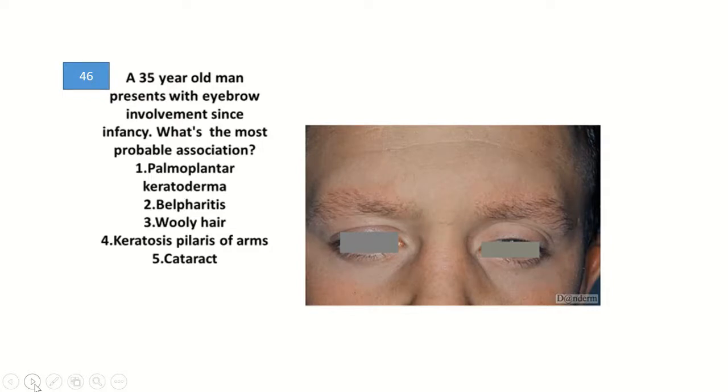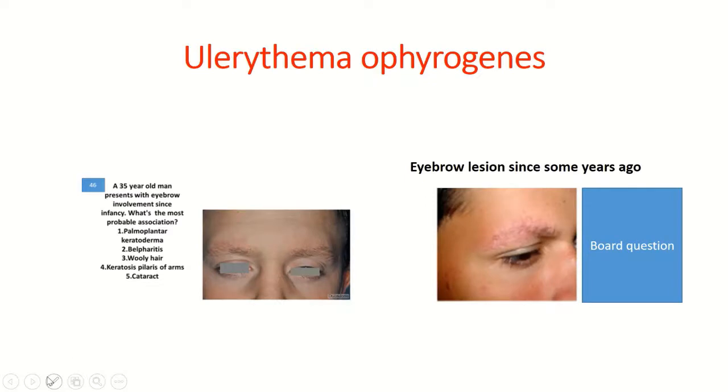Question 46. A 35-year-old man presents with eyebrow involvement since infancy. What's the most probable association? What's obviously involved here are eyebrows, as erythematous papules with follicular plugging of eyebrow, more in the lateral side of the eyebrow. The most probable diagnosis is ulerythema ophryogenes. That's a subtype of keratosis pilaris atrophicans.